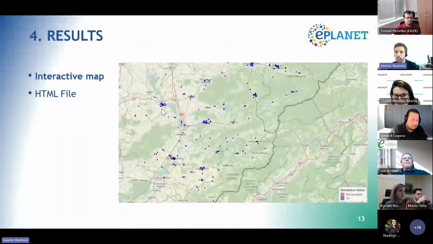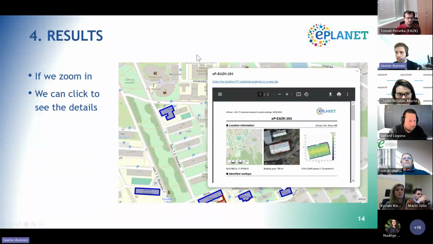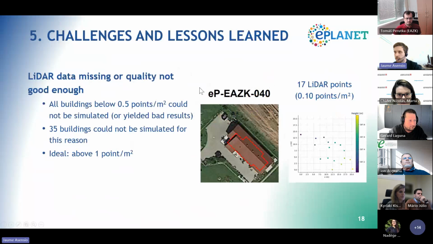And then if I go back to the slides, this is the same as I showed you right now. Then moving on to our challenges and lessons. As I mentioned, there were some buildings that we could not simulate. These were basically because LiDAR data was missing or was too scarce. To give a reference, the buildings that yielded the best results had at least 1 point per square meter, but the ones that we did not simulate had less than 0.5 points per square meter. This density is too low. This one here on the right is a clear example that we cannot identify a plane based on this LiDAR alone. So those were the ones that we didn't simulate.